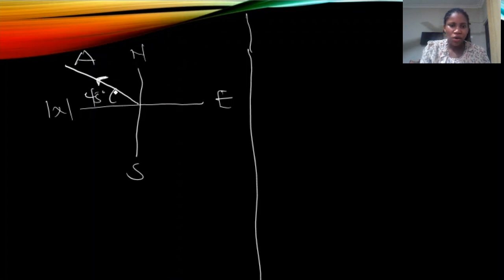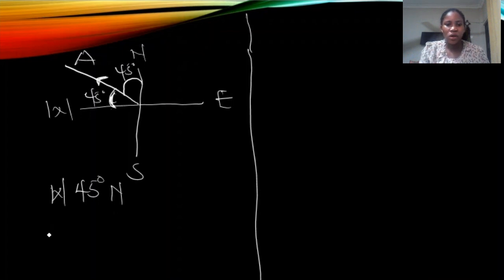But since the direction shows that it's moving from west to north, we won't say northwest. It's not northwest. It will actually be west, 45 degrees north. Assuming the angle was here, moving from here to here at 45 degrees, it would have been north, 45 degrees west.